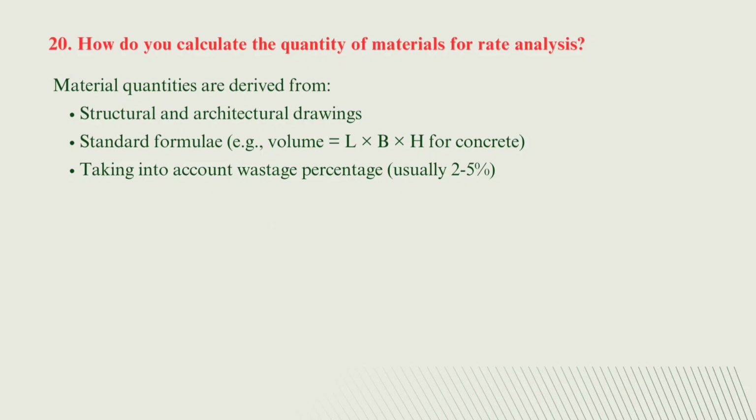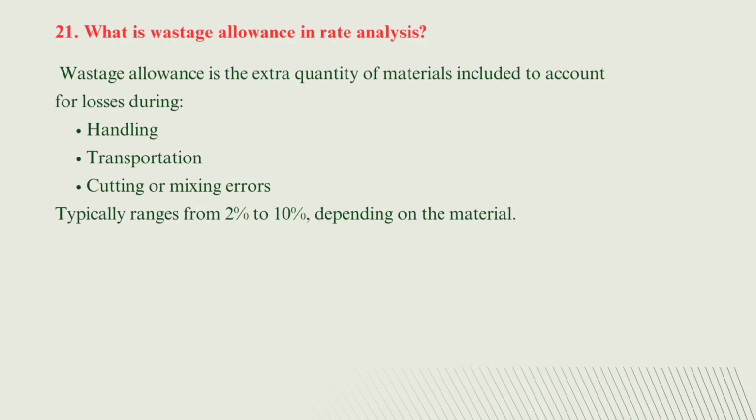Material quantities are derived from structural and architectural drawings, and the standard formula used for this is nothing but the volume is equal to L into B into H, that is length into breadth into height for concrete. And the next step is taking into account the wastage percentage, that is considered 2 to 5% for the different types of material. The next is question number 21.